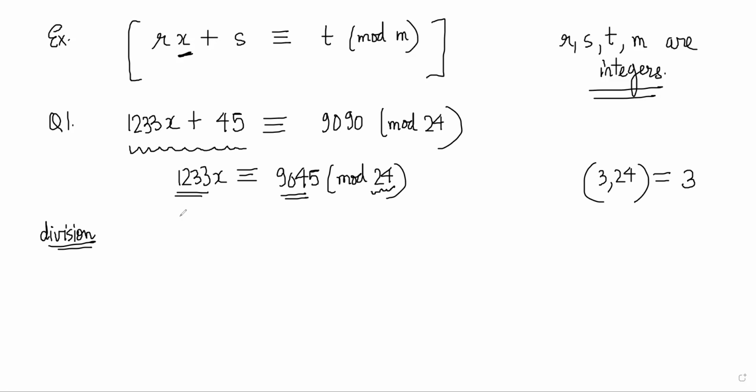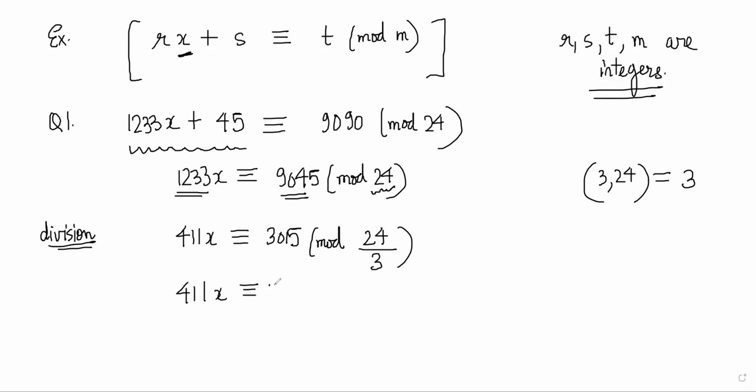I get basically 411x is congruent to 3015 mod, this becomes 24 by GCD of 3 and 24, which is 3, right? So I'm getting 411x is congruent to 3015 mod 8 now, correct?